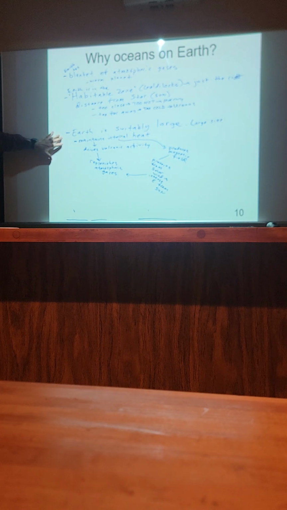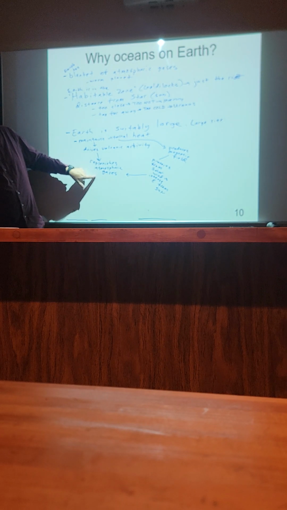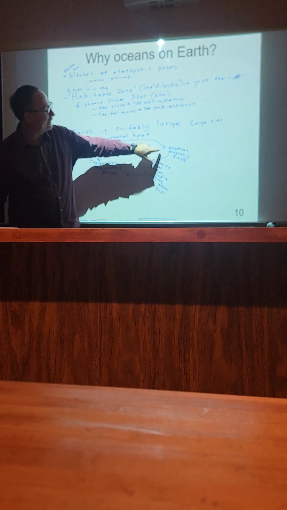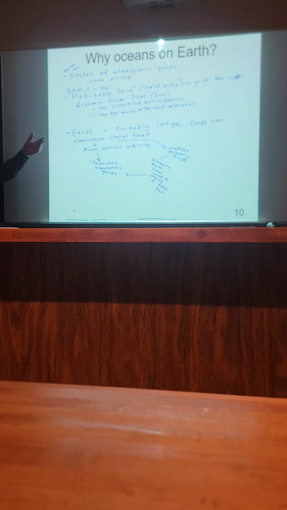And so Mars initially had an ocean, but because it's much smaller, it lost its internal heat quicker than the Earth. No more plate tectonics, no more volcanic activity, no more magnetic field. It lost its atmosphere, and then it lost its ocean.